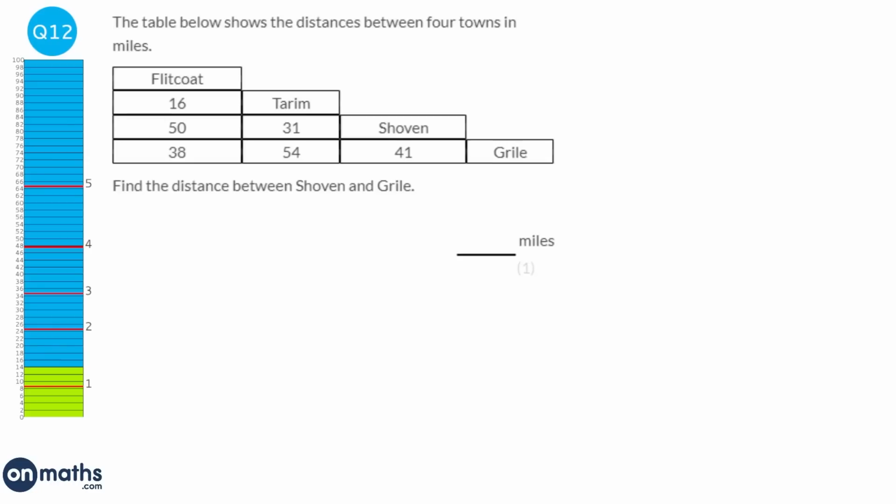So the way these tables work is if you're looking for the distance between Chauvin and Grill, you find out where the two of those overlap, and so they overlap at the 41. So you go down from Chauvin, left from Grill, and we get 41, and so it would be 41 miles between them.